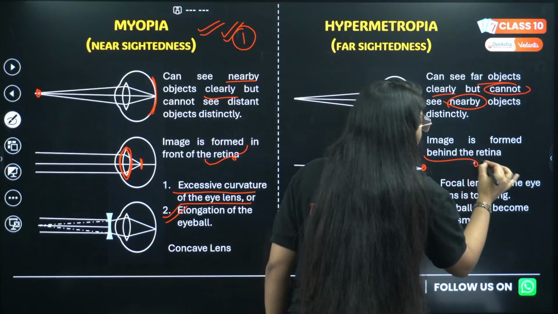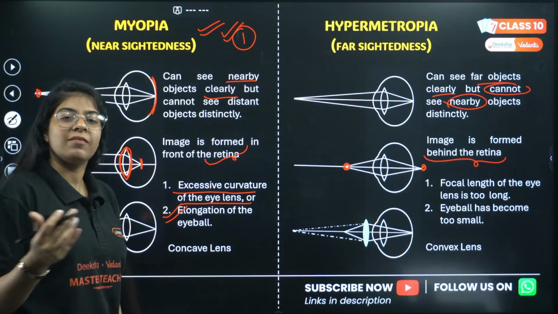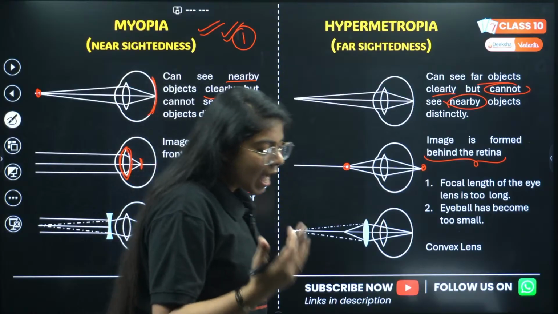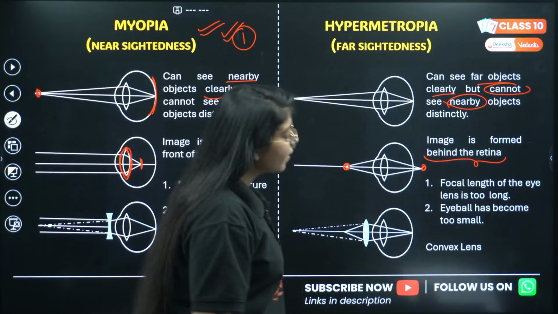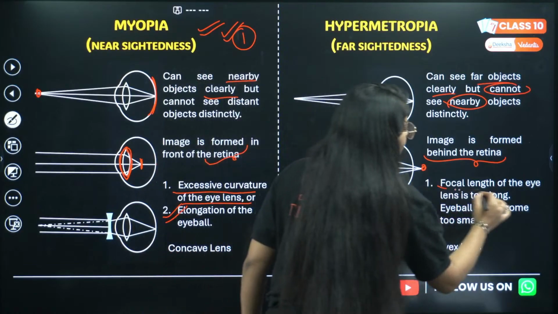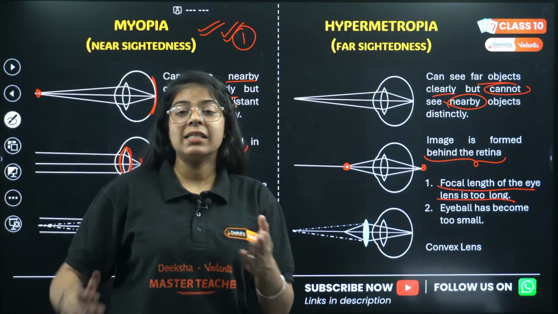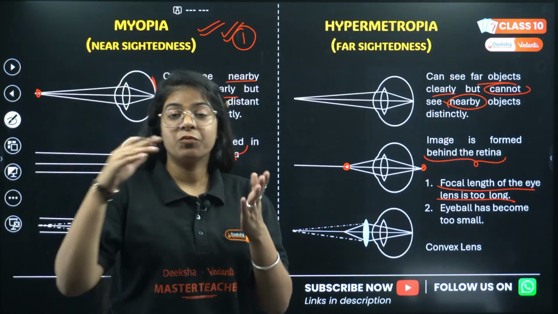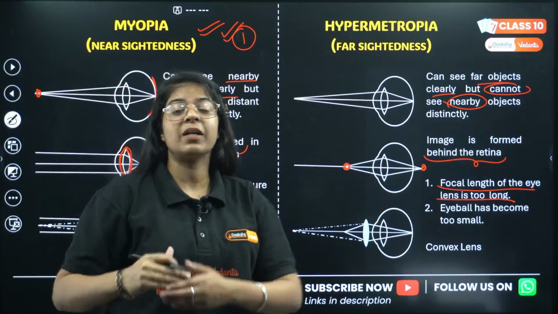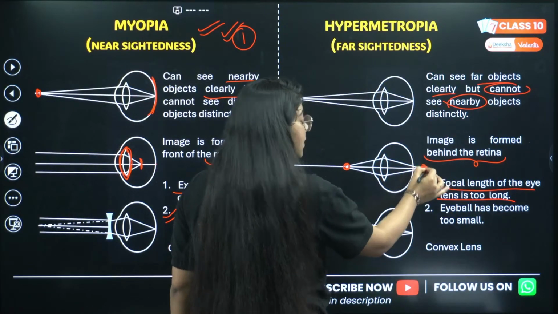It is getting formed behind the retina instead of on the retina. That is why we get a defect which is called hypermetropia, correct? Some of the reasons: focal length of the eye lens is too long. Of course, if the focal length of my eye lens becomes large, the rays will converge at its focus, but now the focus is beyond the retina, so they will converge at this point.